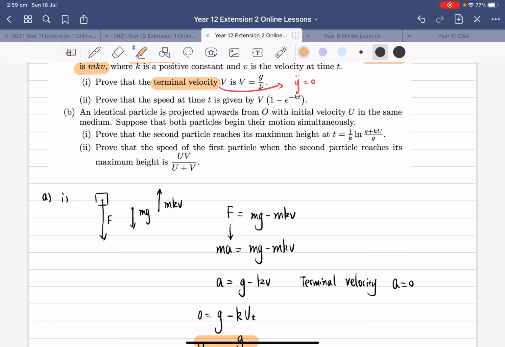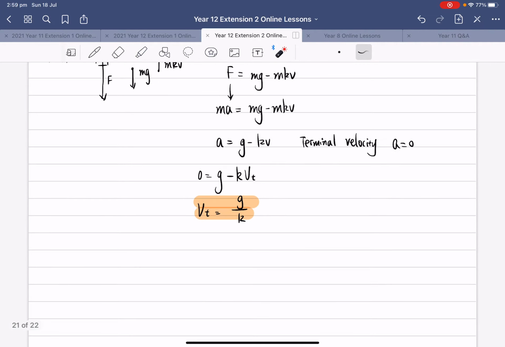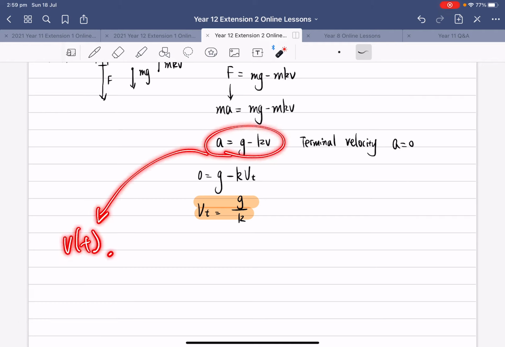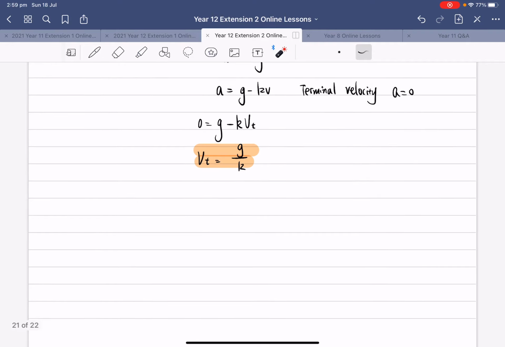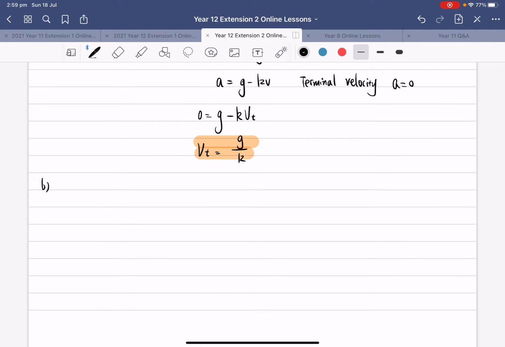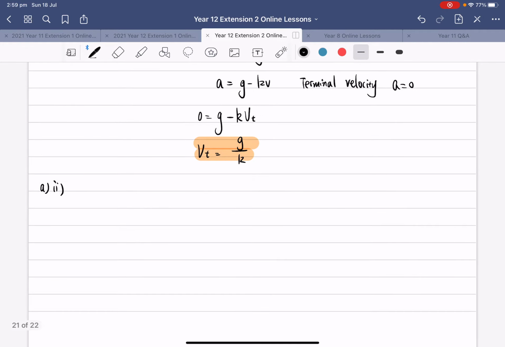Next, prove the speed at time t is given by this formula. Now, we want to find the speed at any time, and if you pay attention to this one here, it's a time and velocity function. So all we have to do is start from here, where you need to get a time and velocity function. That's what we need to do, okay? So this is actually part A, I. All right, so we know acceleration is equal to g minus kv.